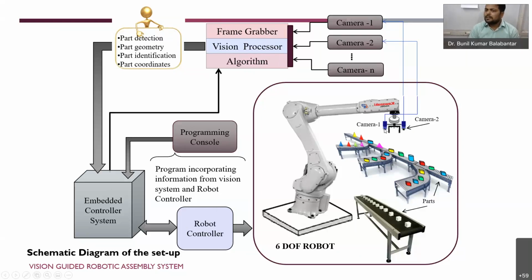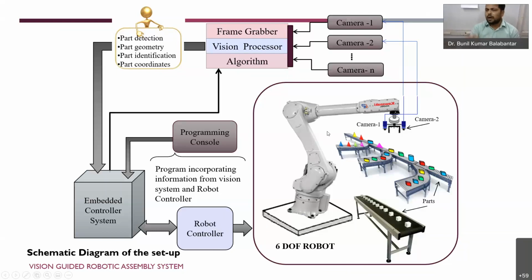So nowadays intelligent cameras and intelligent vision sensors are available. In the sensor itself, in the camera itself, the frame grabber, vision processing unit, and all these algorithms can be embedded. So that is a single device which is capable of performing the task of a vision sensor. Now this is going to feed this information to the controller, and this is again feeding to the robot controller.